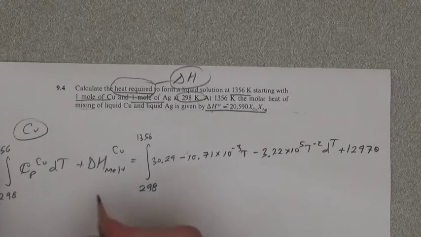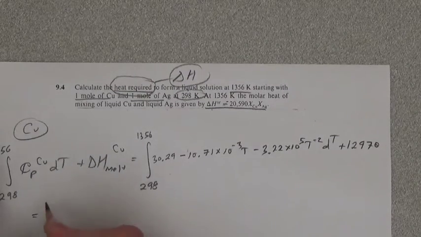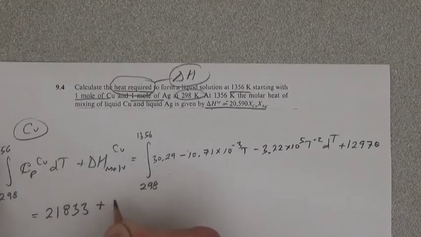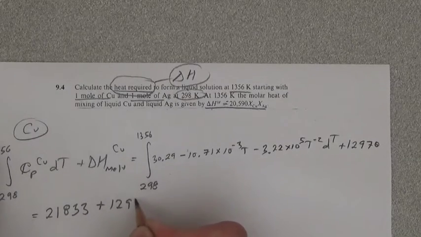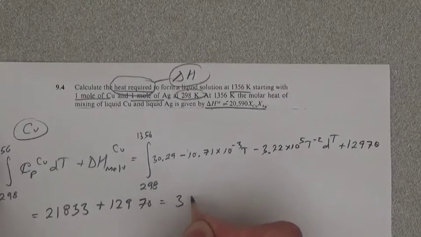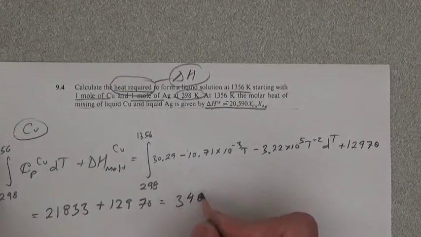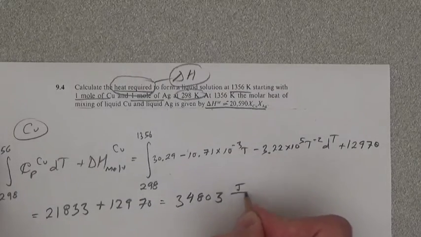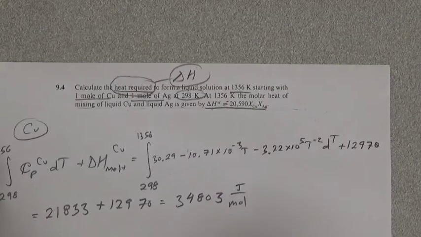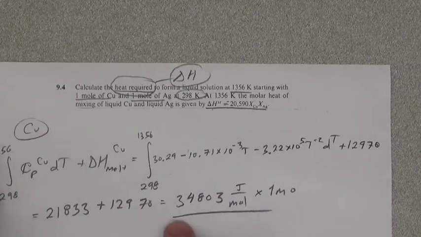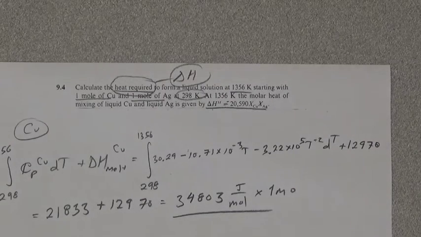So this is equal to 21833 plus 12970, which is equal to 34803 joule per mole, and we have 1 mole. So we have 34.8 kilojoule, or 35 kilojoule.